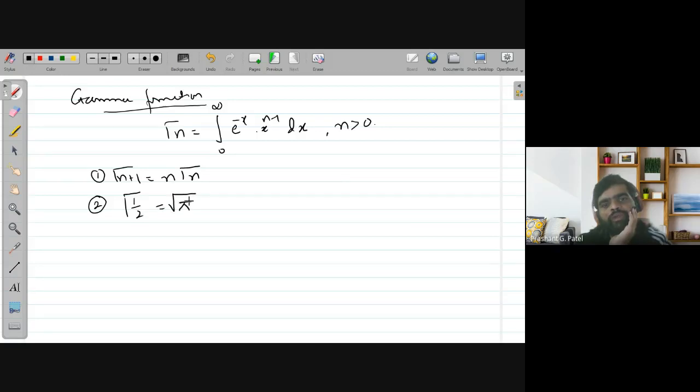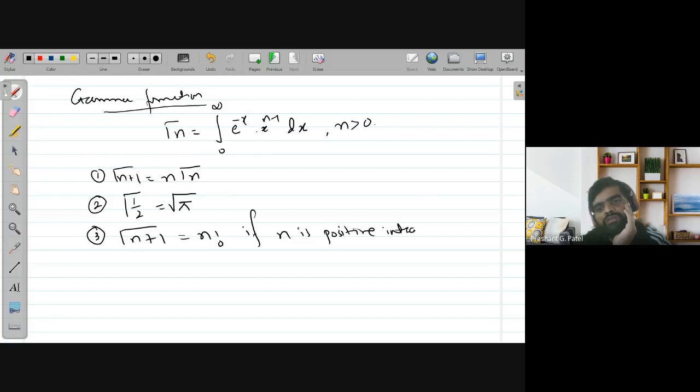Also, we have discussed that gamma n plus 1 is n factorial if n is a positive integer or 0. So if it is 0 or a positive integer, then it will be n factorial. So these are the properties of the gamma function we have derived in the previous lecture.